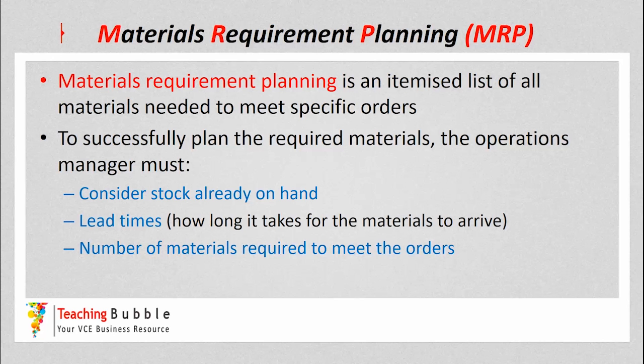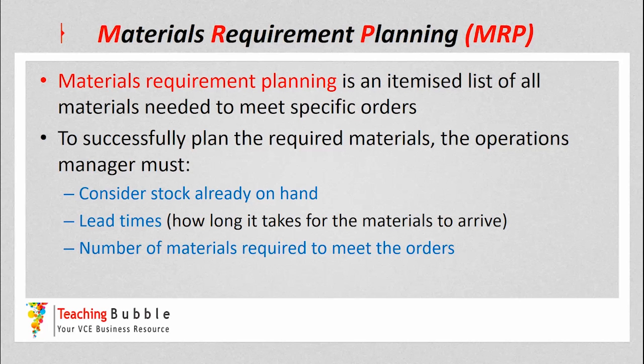The operations manager also needs to understand the lead times, or how long it takes for the materials to arrive once they are ordered. So that knowledge is really important, because without knowing the lead times, an operations manager may decide to order materials expecting them to arrive on a particular day, maybe in a couple of days' time, only to find out that they actually take 2 weeks to be produced and delivered once they're ordered.